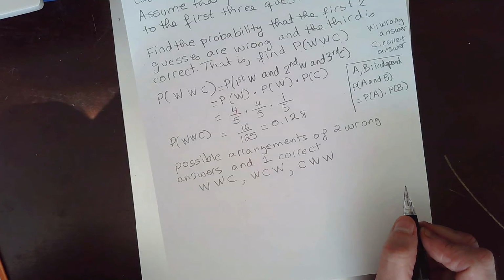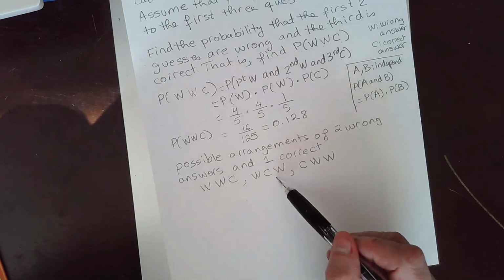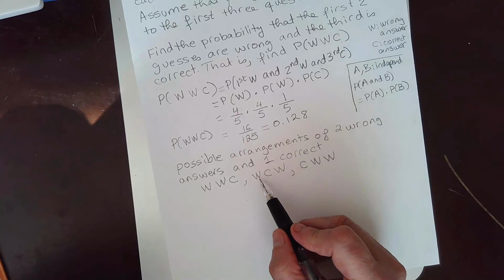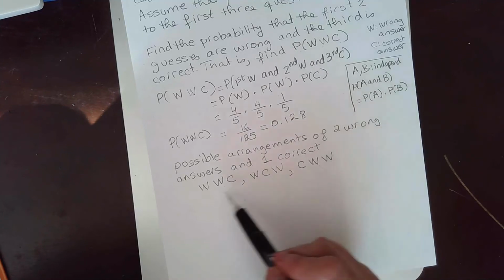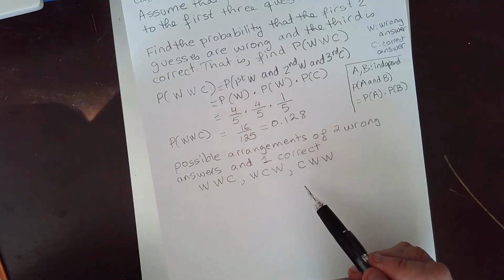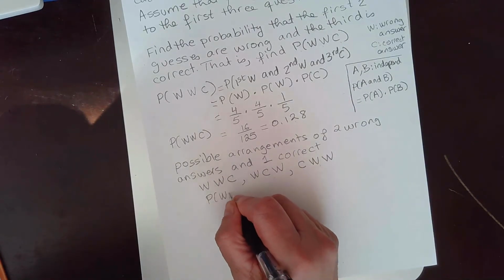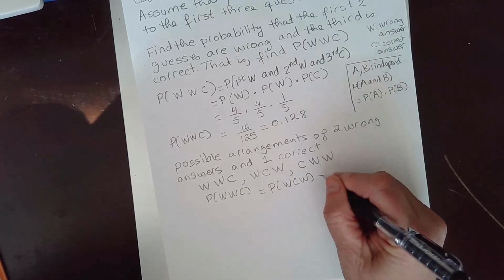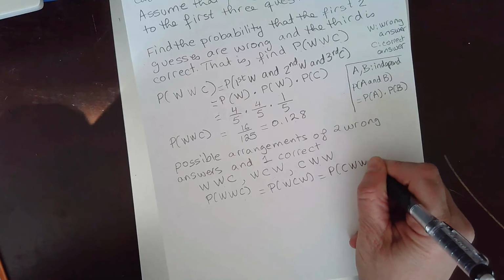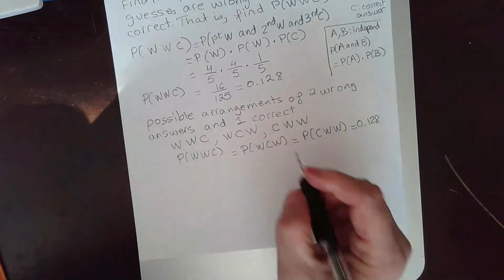Now, what if I ask you to find the probability of each entry? We just found the first one. It's going to be the same for all of them, because you're going to multiply the same numbers, just in different orders. So the probability of WWC is equal to the probability of WCW, which is equal to the probability of CWW, which is 0.128.